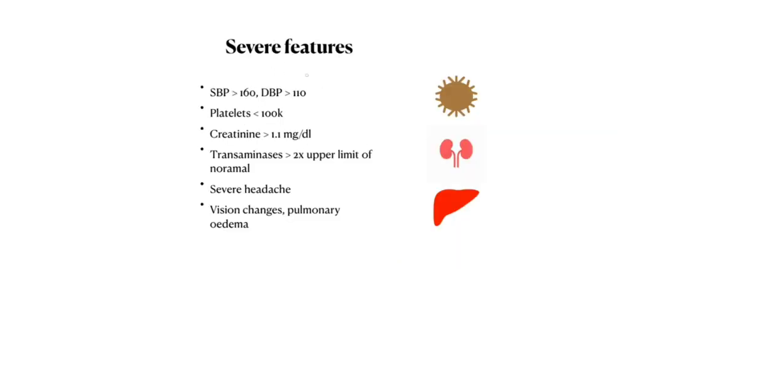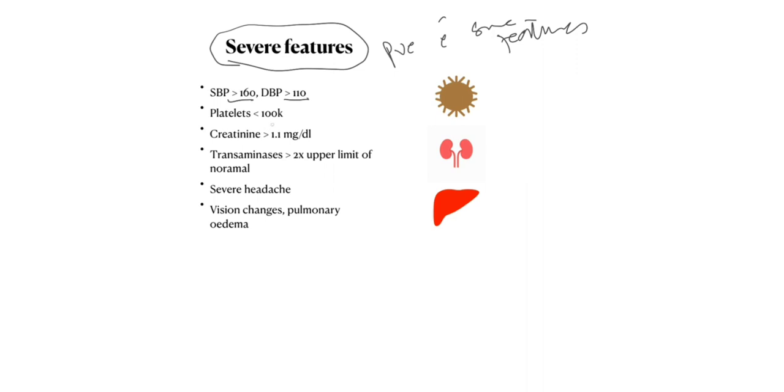So then let's talk about what will constitute preeclampsia with severe features. So if these features are present, then the preeclampsia is termed as preeclampsia with severe features. So what are those features? So look at the systolic blood pressure. We know that for diagnosis we need 140, but if the systolic is greater than 160, and diastolic greater than 110, that means it is severe. So that's the severe feature.